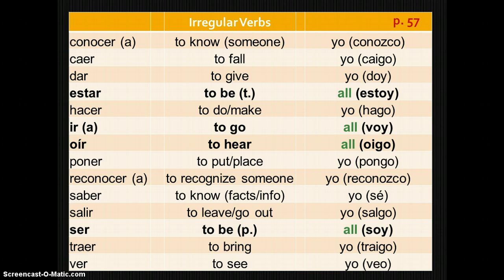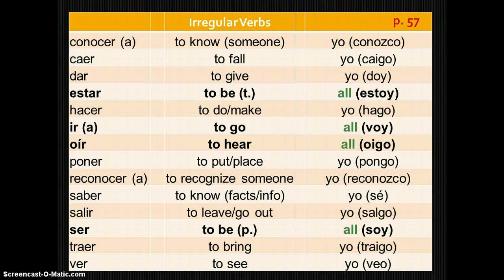Salir means to leave or to go out. It's irregular in the yo form only. Yo salgo means I leave or I go out. Ser means to be, permanent. It's irregular in all 6 conjugations. The yo form is yo soy, and again, yo soy means I am. But remember, we studied ser for a week and a half using looks, personality, religions, nationalities, occupations, political parties, origin, time, and facts.